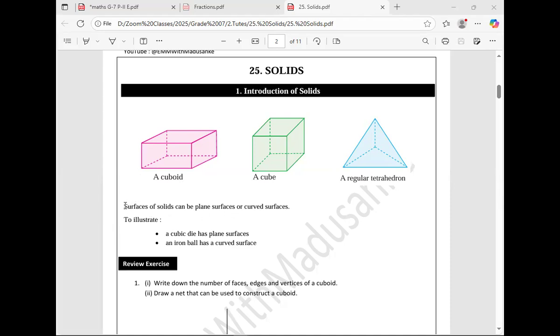Here I have mentioned that surfaces of solids can be plane surfaces or curved surfaces. For example, to illustrate, a cubic die has plane surfaces whereas an iron core has a curved surface. I will explain it. I am going to stop sharing, then I will come to the board.